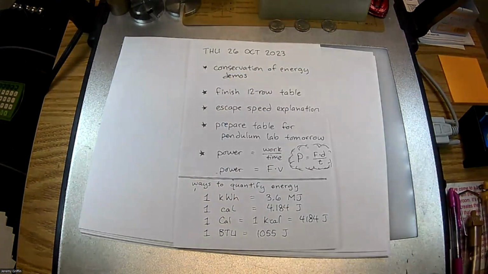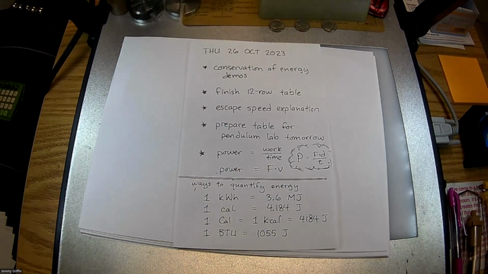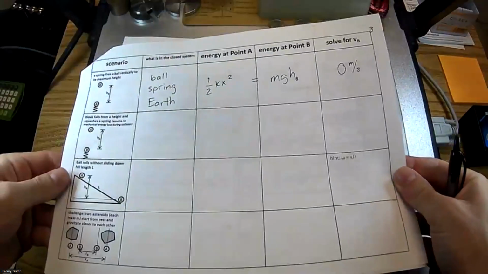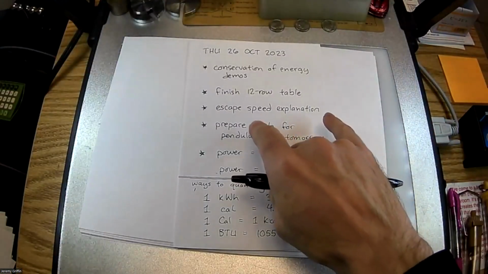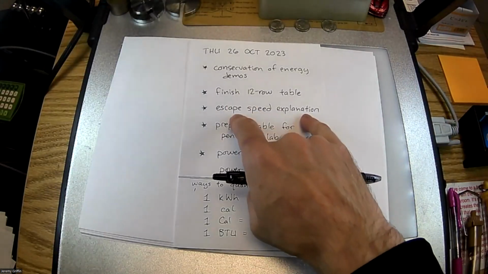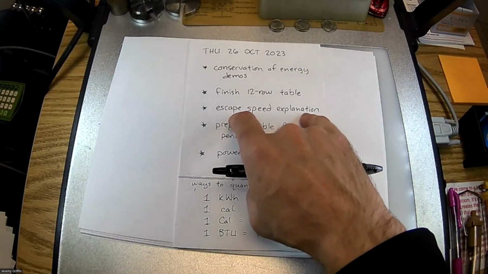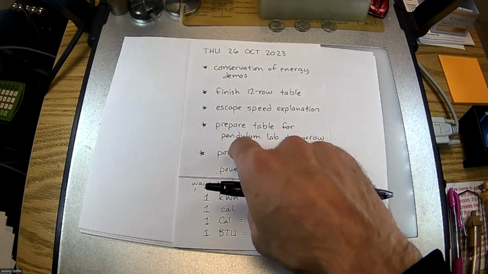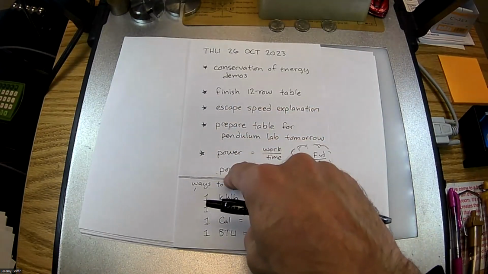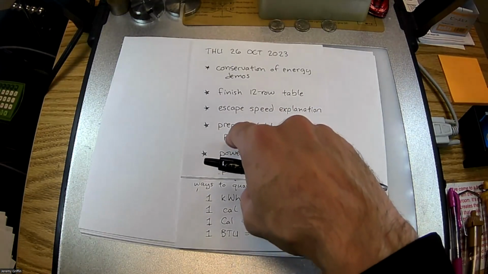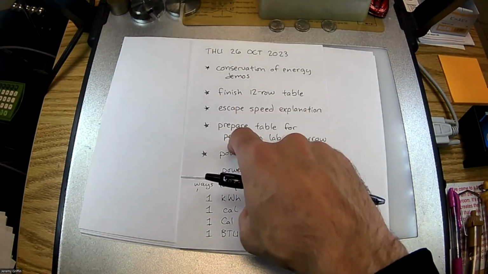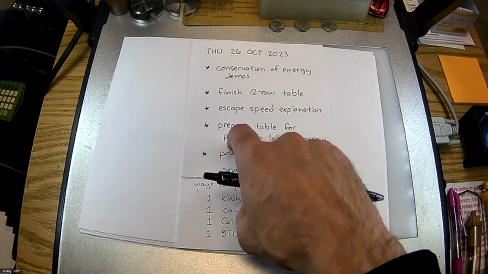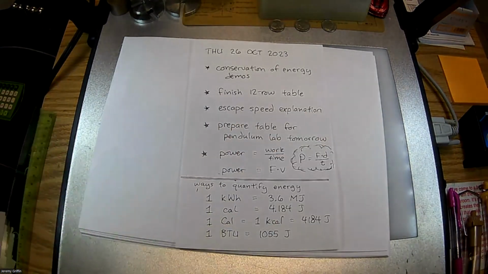We're going to finish that 12-row table that we've been working on the last couple days. This one right here. Then escape speed, I've talked about before, but I want to explain where that comes from, the derivation. Tell you something about power, and then a lab for tomorrow. I'm going to set up a lab for tomorrow that involves pendulums.